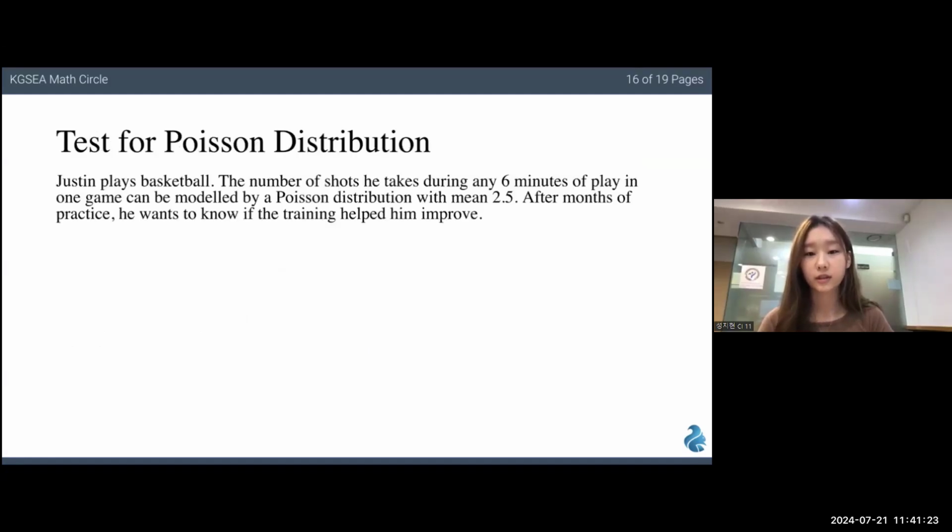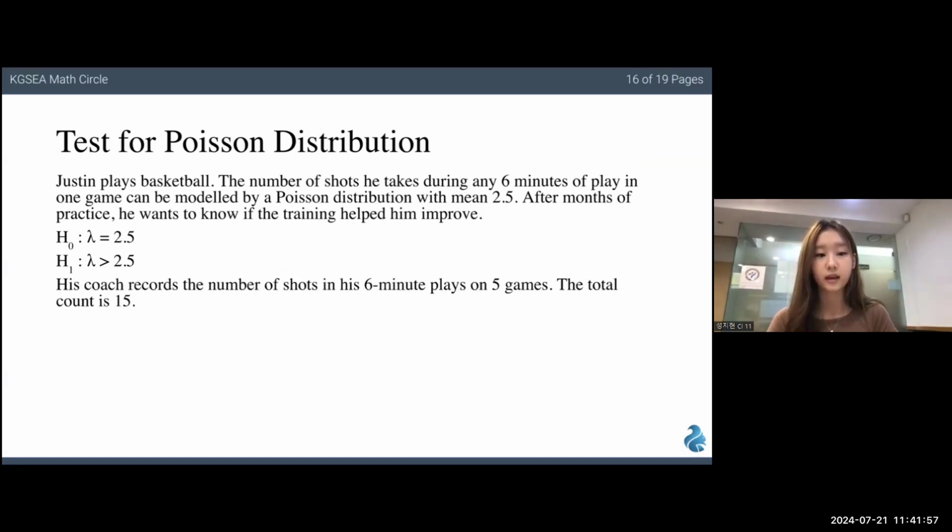When testing for Poisson distribution, there's something you have to be very mindful of, and I'll use an example to illustrate that. The number of shots a basketball player takes during any 6 minutes of play in one game can be modeled by a Poisson distribution with mean 2.5. After months of practice, he wants to know if the training helped him improve. The null hypothesis is that lambda is 2.5. The alternative is that it's greater than 2.5, because you want to see if he improved, which would mean he can make more shots than 2.5. Then his coach records the number of shots in 6-minute plays over 5 games, and the total count is 15.